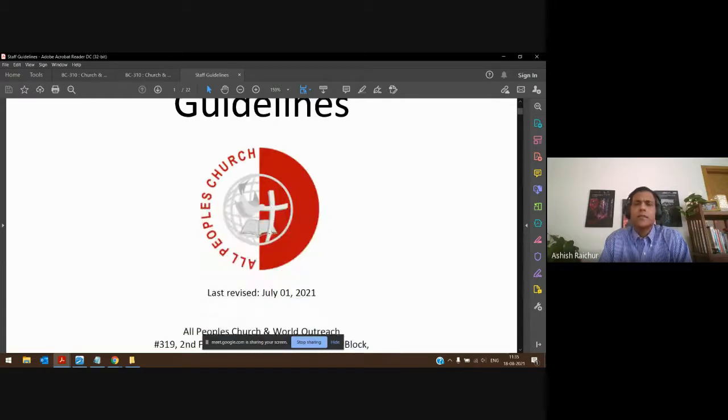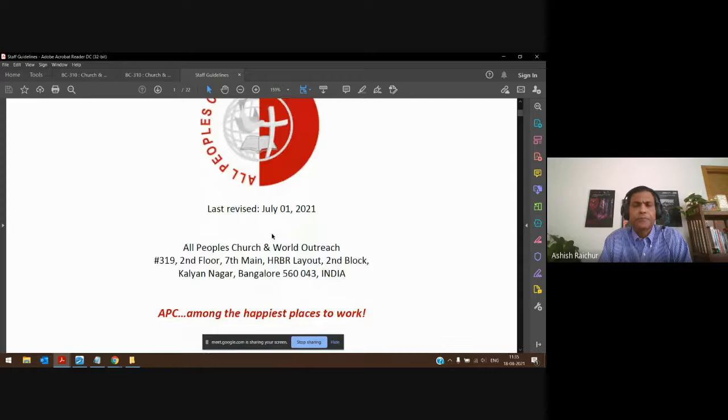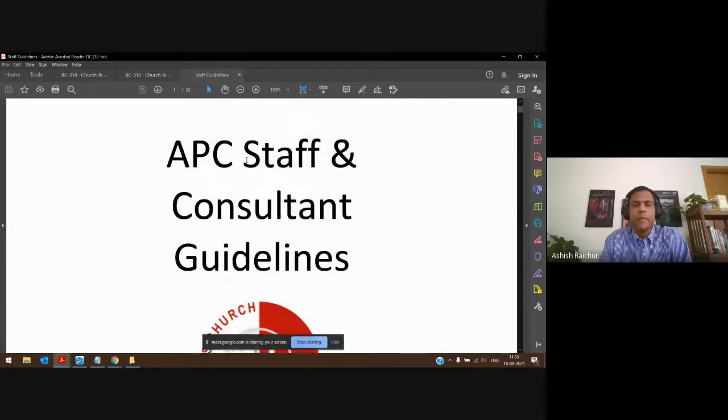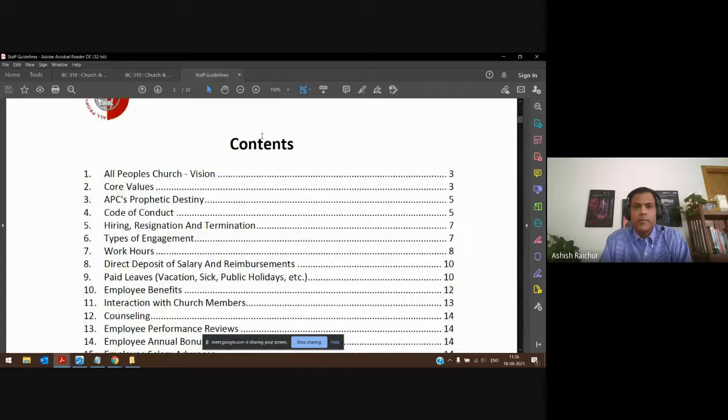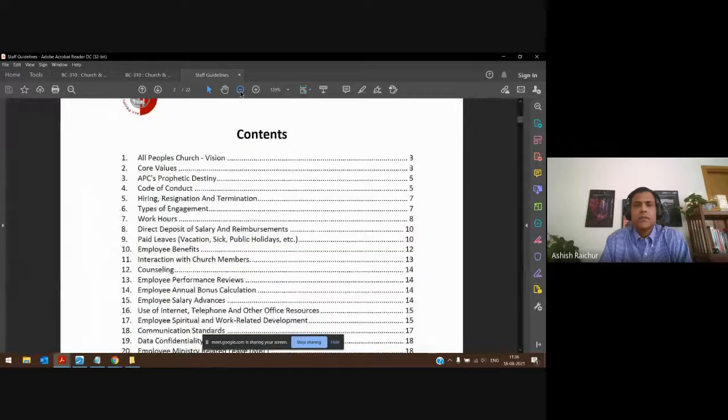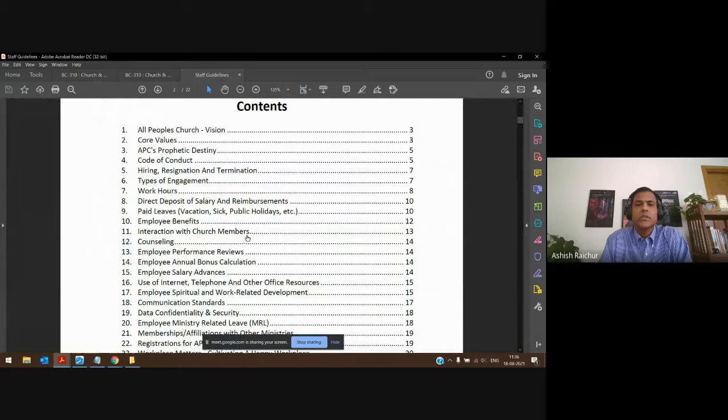This is a document we give when we're taking somebody to work with the organization. They read this document even before they join us as a staff or consultant. We send it to them. Everybody gets a copy. Please read through it so that you know how to work in the organization, right? This saves a lot of misunderstanding later on. So what is this document? I'm not going to go through everything, but I'm just showing you at a high level.